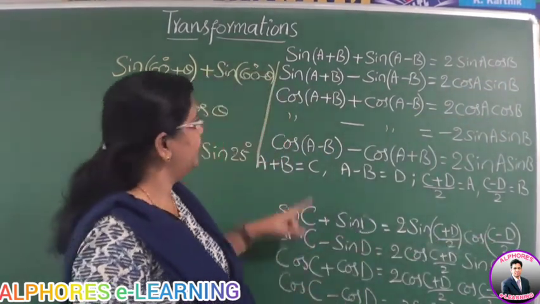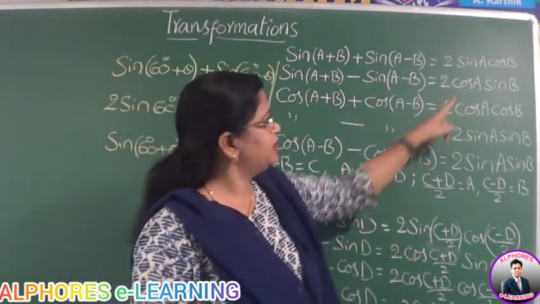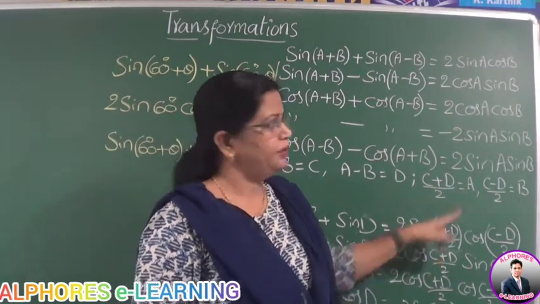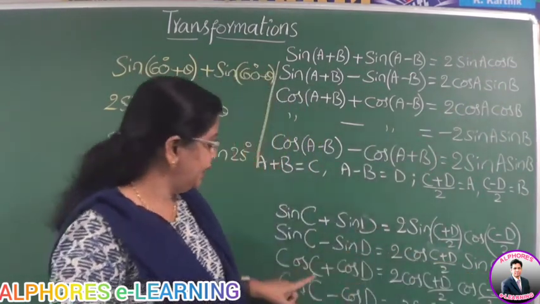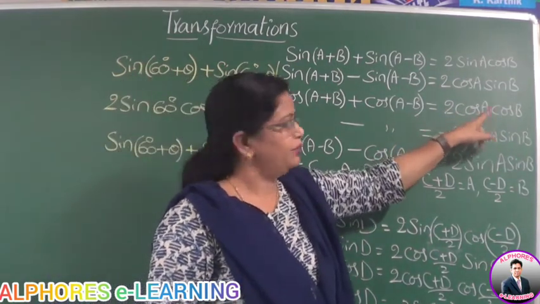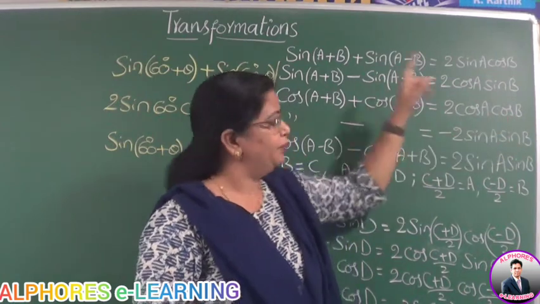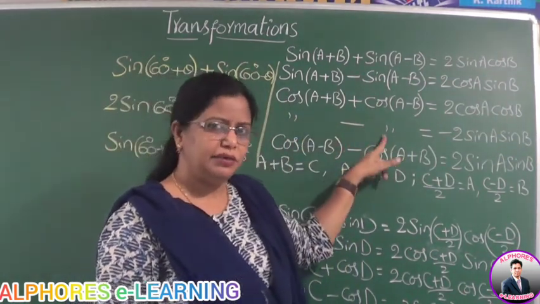In the same way, sin C minus sin D equals 2 cos, where this A is C plus D by 2 and B is C minus D by 2. And again cos C plus cos D is 2 cos of C plus D by 2 cos of C minus D by 2, and the next value is cos C minus cos D.